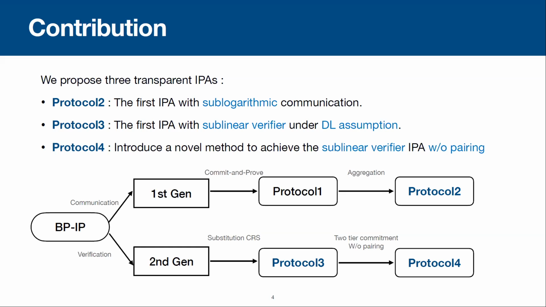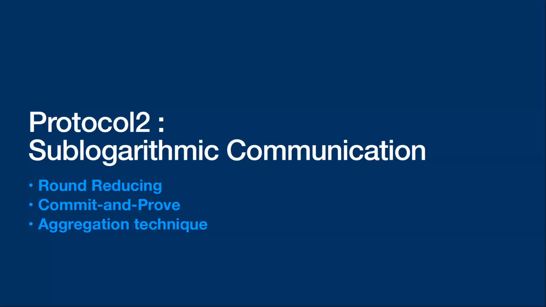And another generalization, we construct protocol 3 by substituting the CRS, and we propose a new 2-tier commitment without pairing, and we adapt this commitment to protocol 3, and finally we get protocol 4. Now I'll explain protocol 2, sublogarithmic communication.